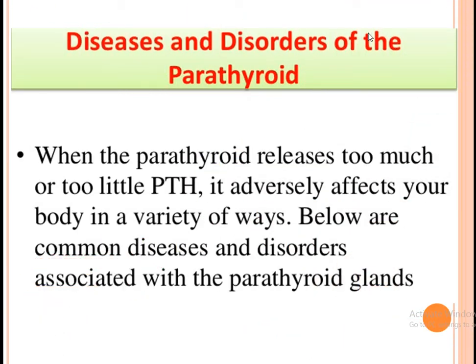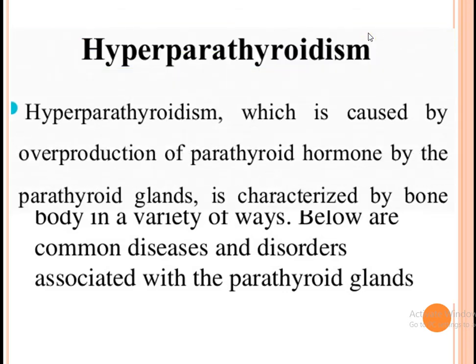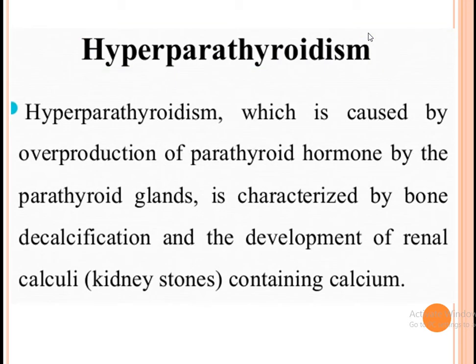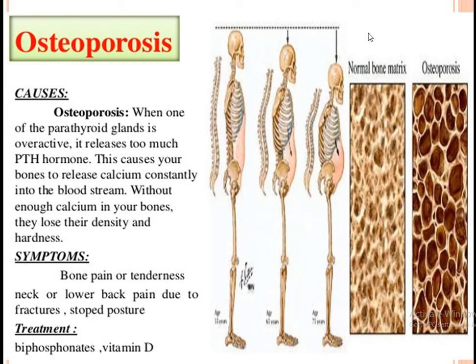With the completion of the explanation of the parathyroid hormone and its action on the bone, kidney, and intestine, now we come to the diseases and disorders of the parathyroid hormone, which include hyper- and hyposecretion. Regarding hypersecretion, which is caused by overproduction of the parathyroid hormone by the parathyroid gland, it is characterized by bone decalcification and the development of renal calculi, that is, kidney stones, and the patient can have osteoporosis.